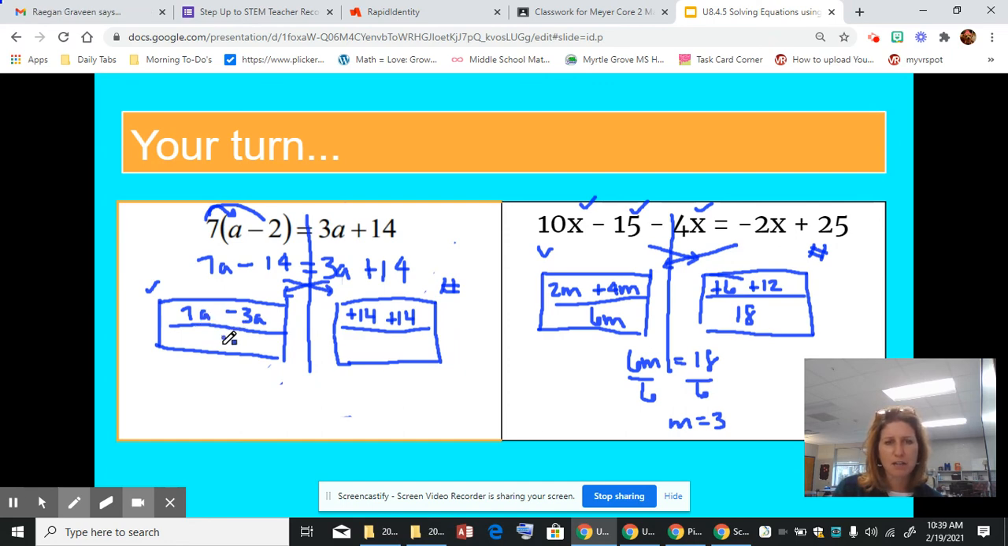7a minus 3a is 4a. 14 plus 14 is 28. So 4a equals 28. All I do is take, after I've simplified, I rewrite that last step. That means 4 times something is 28. I'm going to divide both sides by 4. So a equals 7.